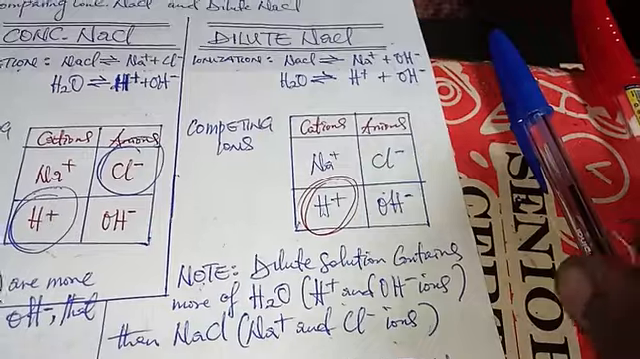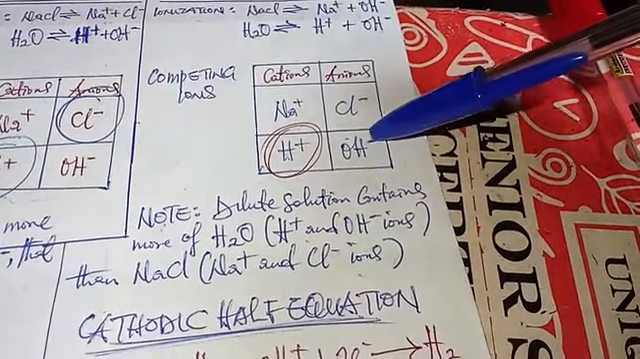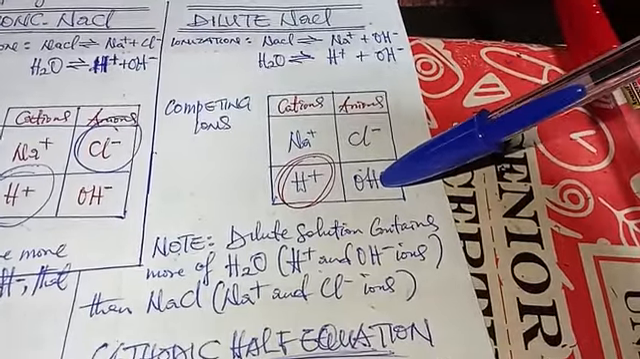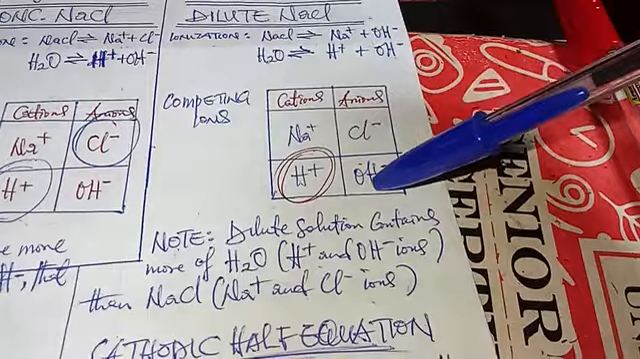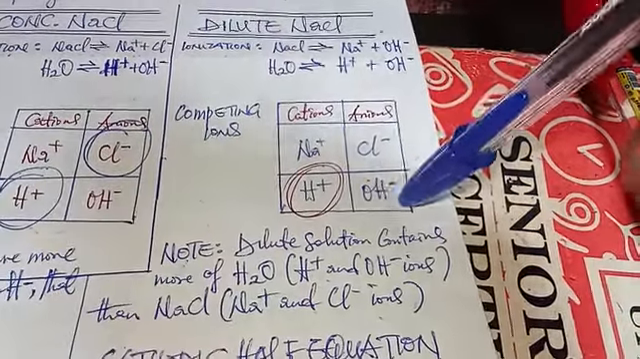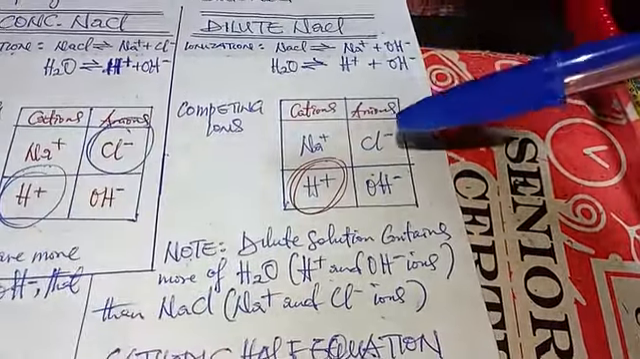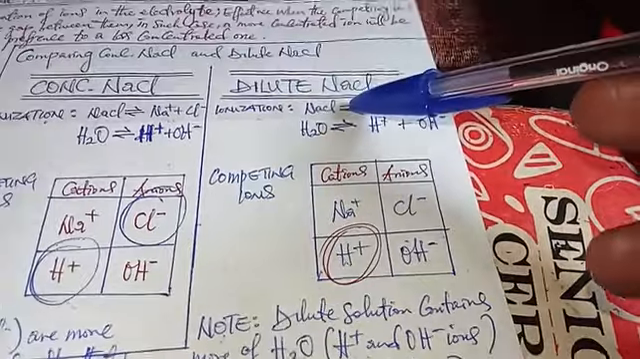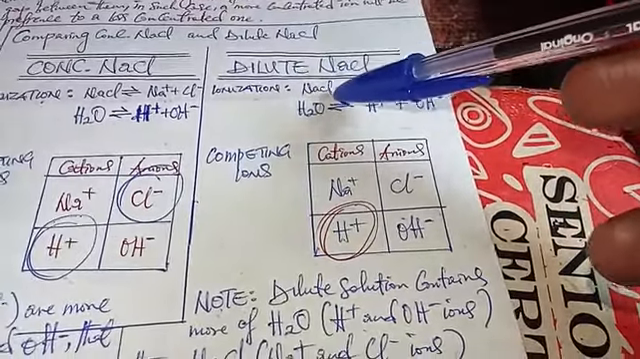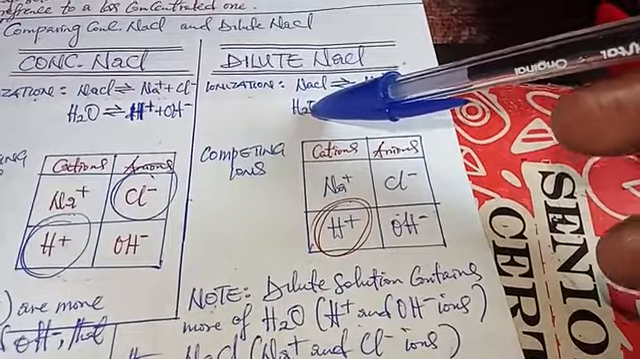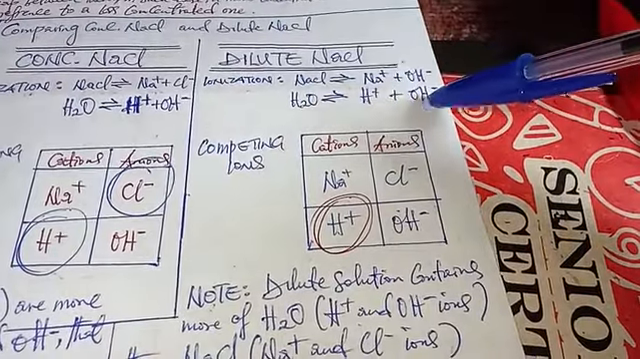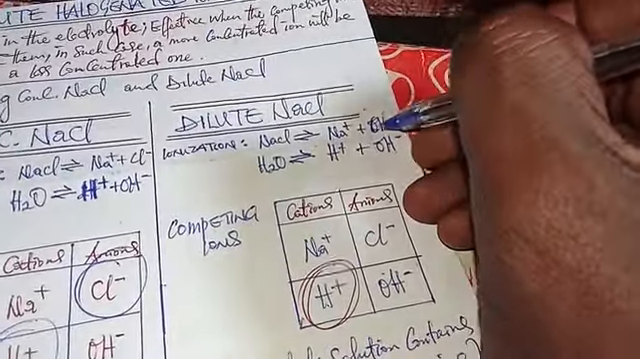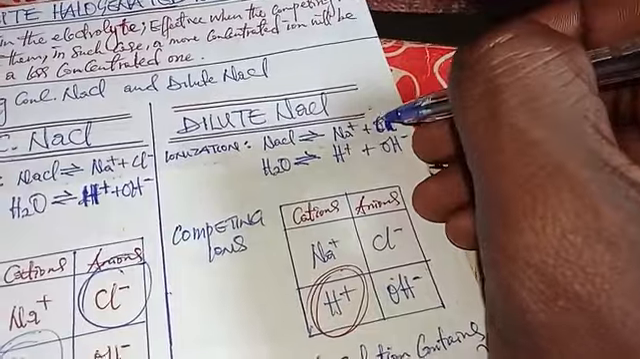As we move to the dilute aspect, since hydroxide ions are more concentrated in the solution, are you getting it? Hydroxide ion will be discharged, following both position and concentration. This solution is dilute, that means it contains more of water. If it contains more of water, that means it contains more of hydroxide ion than chloride ion.